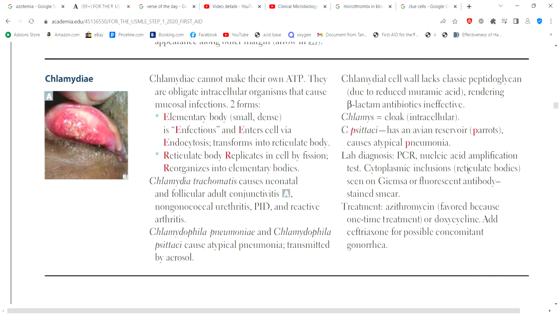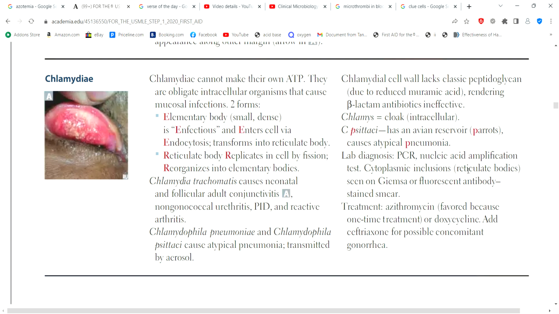Lab diagnosis: PCR, nucleic acid amplification test. Cytoplasmic inclusions include the reticulate body, seen on Giemsa or fluorescent antibody stain smear. Treatment is azithromycin, favored because it's a one-time treatment, or doxycycline. You add ceftriaxone for possible concomitant gonorrhea infection. So here's what we have to go through.